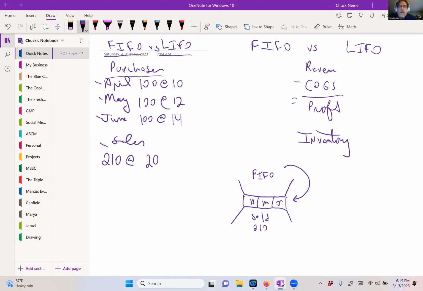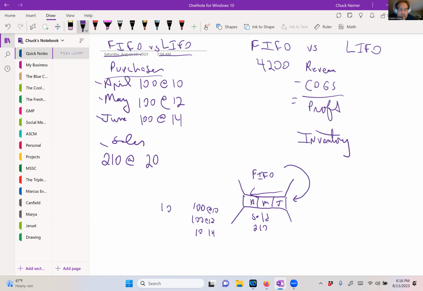So if we go up on top here and look at FIFO, the revenue, 210 pieces at $20 each, gives us revenue of 4,200. Now if we look at cost of goods sold, the first ones in are the first ones out, so everything's going to move in this direction from right to left. We sold 100 at 10. We sold 100 at 12. And the last 10 are coming out of June, which is at 14.